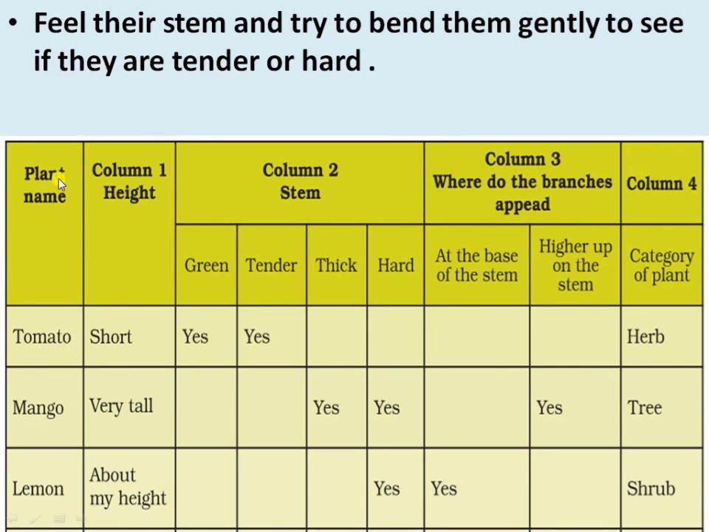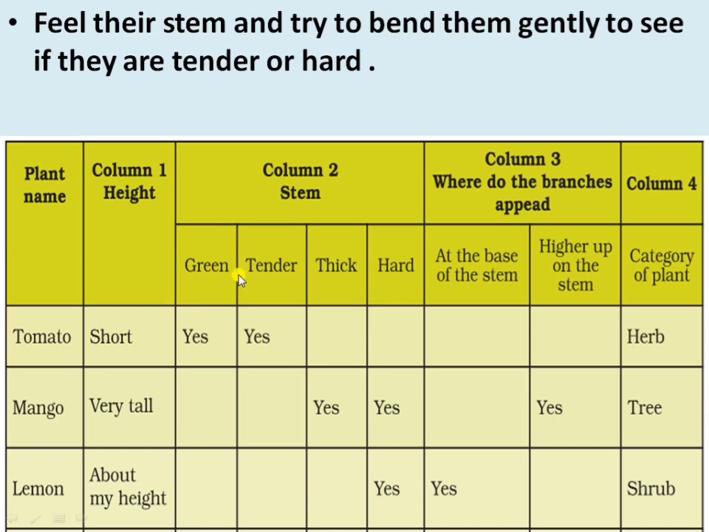First, you have to mention the plant name, which plant you are using for this activity. Then in column 1 mention the height. If the plant height is short, mention short. If it's very tall, mention tall, and if it's about your height, then mention about my height.